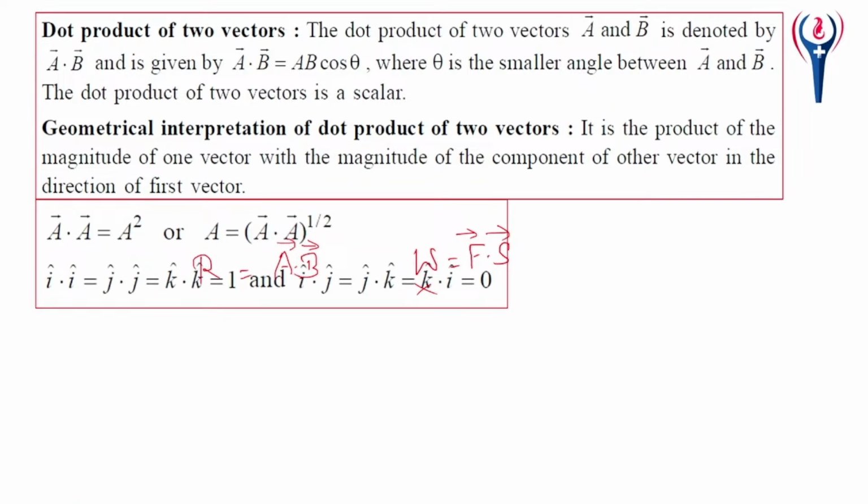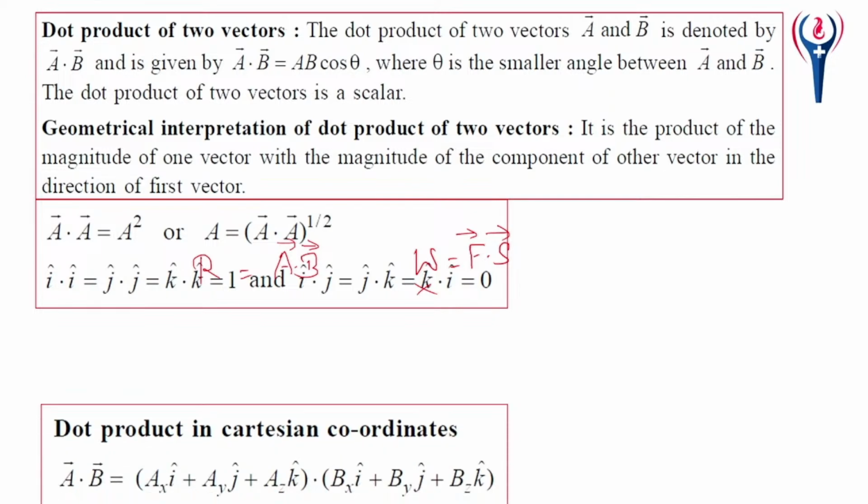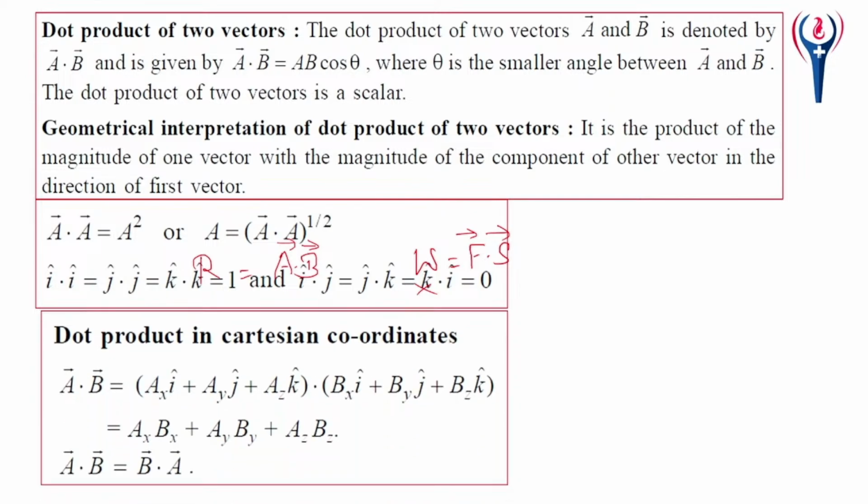And A dot A equal to A square, or A equal to A dot A power 1 by 2, and i dot i, j dot j, k dot k equal to 1. Other things, i dot j, j dot k, k dot i equal to 0. Dot product, A dot B equal to AxBx plus AyBy plus AzBz, and A dot B equal to B dot A.